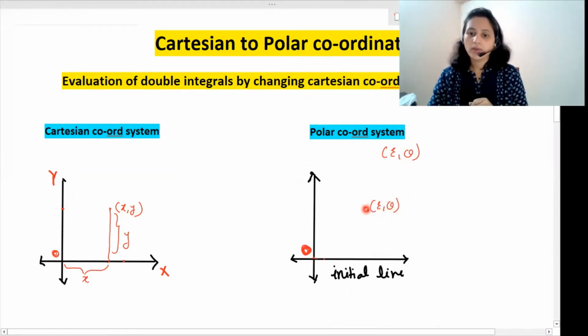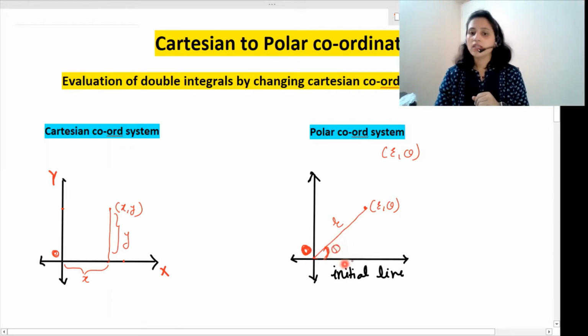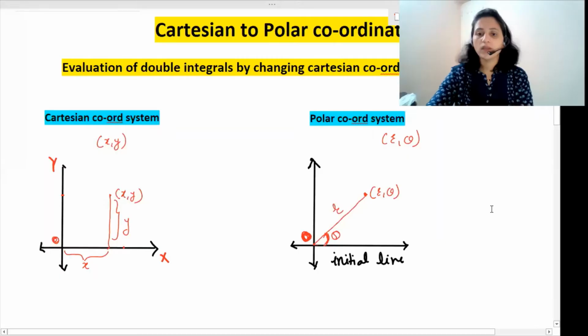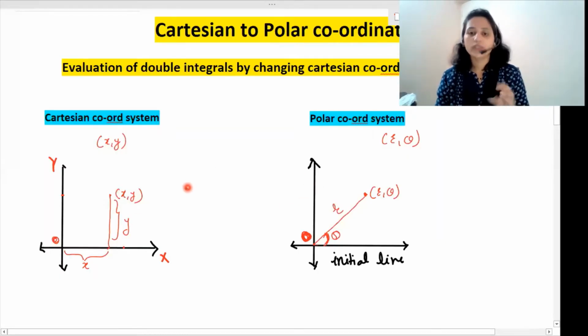Now r is nothing but the distance of this point from the origin, okay? So this is r. And what is theta? Theta is nothing but the angle made by this line with the initial line. This is initial line, right? So the angle made by this line with the initial line represents theta. So clear? This is r and theta. So in polar coordinate system, polar coordinates are represented by r and theta. So this is the basic idea of this, okay?